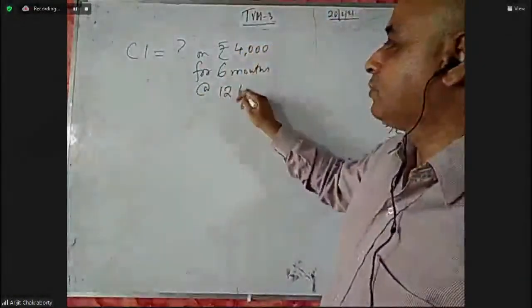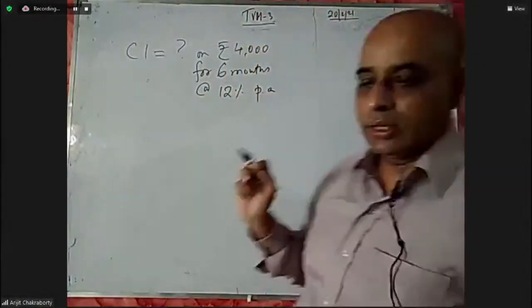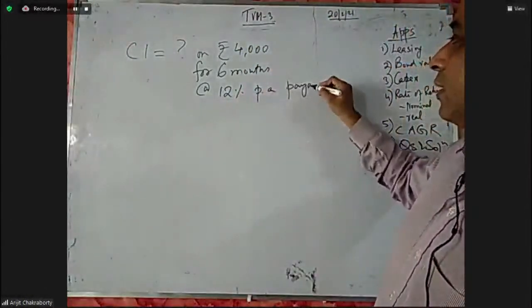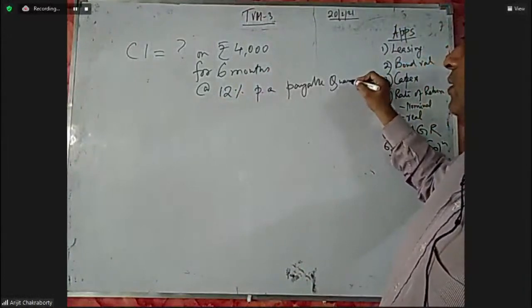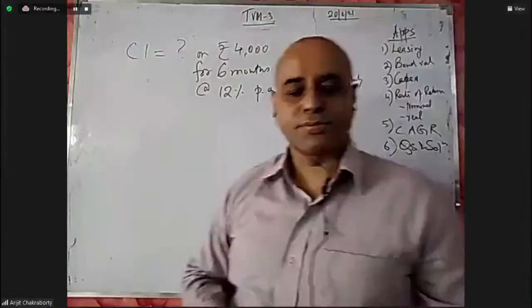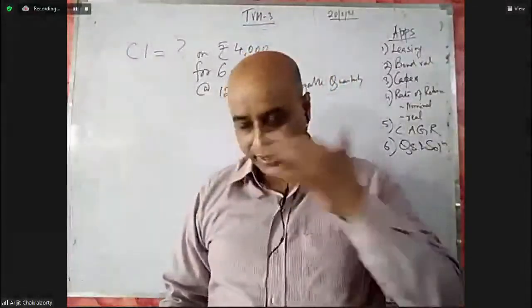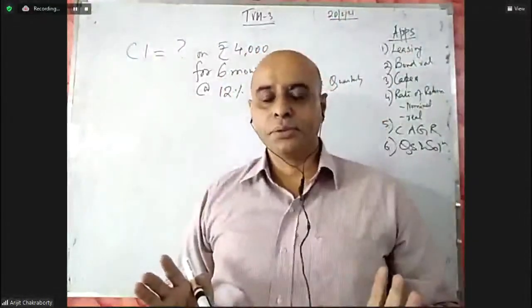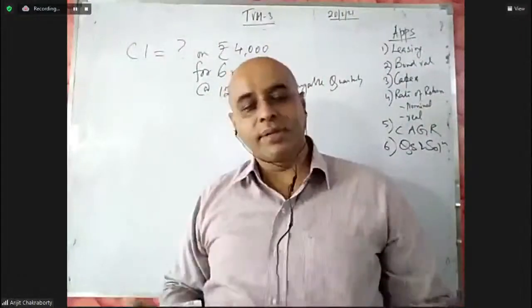at the rate of 12% per annum. And it is payable quarterly. Okay, payable quarterly. Looks pretty complex, but then we will break it up. Compound interest, fine. You know the difference between compound interest and simple interest.